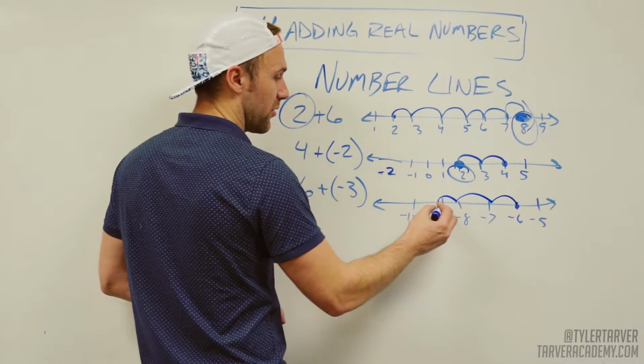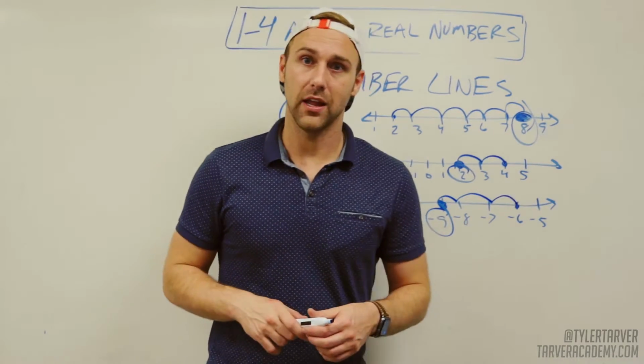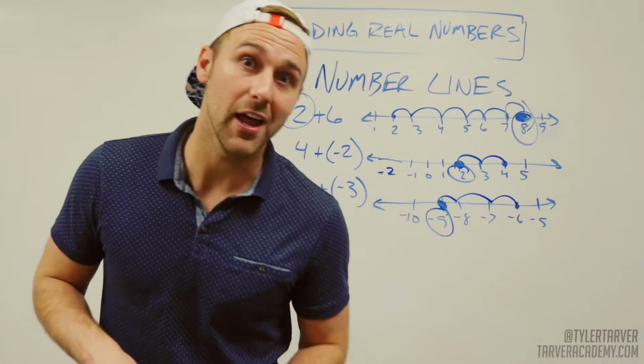All right, so negative 6, I'm going to go back 3. 1, 2, 3. My answer is negative 9. That's a number line, ladies and gentlemen.